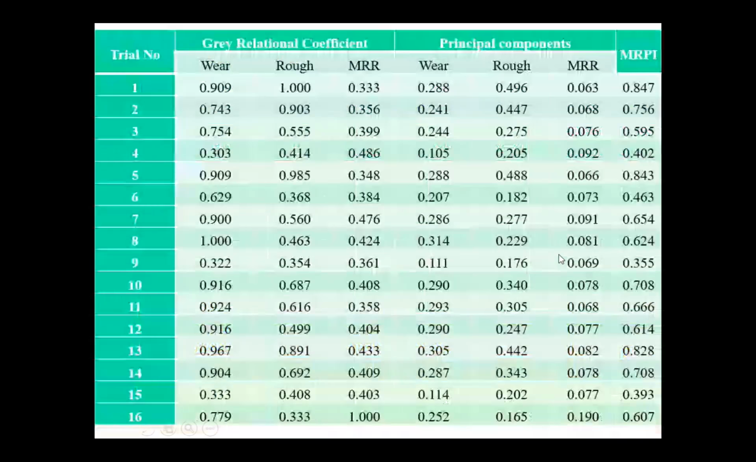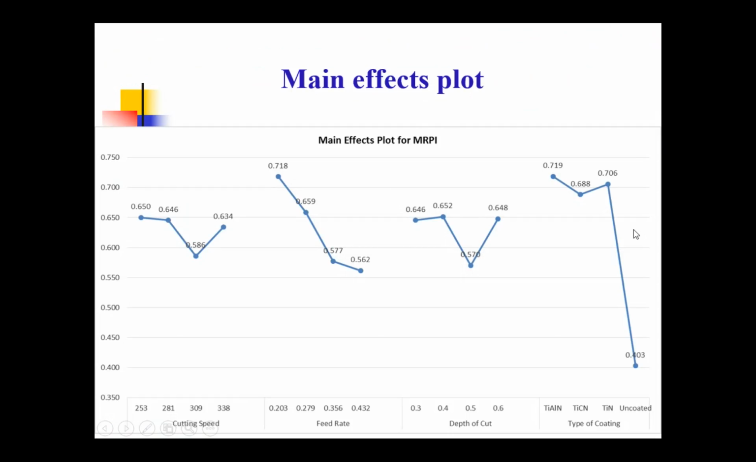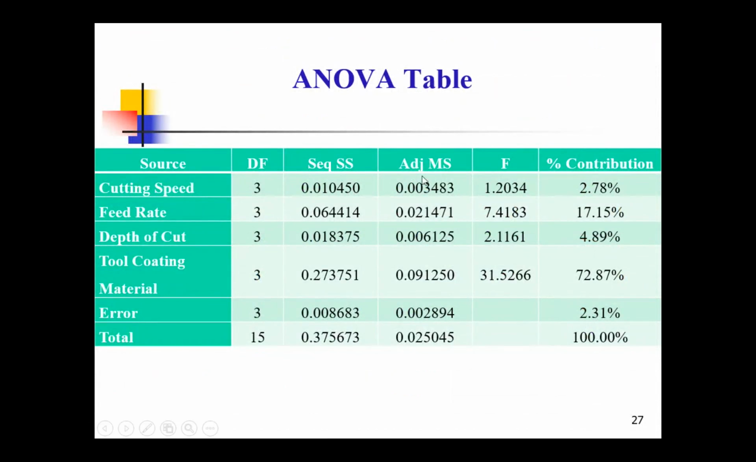After calculating this MRPI, again I am going to determine the main effects plot by entering the values of input parameters and the MRPI values in Minitab. We have to go with Stat, ANOVA, Main Effects Plot, so that I can determine the main effects plot. Then I can determine the interaction plot, and also the ANOVA table.